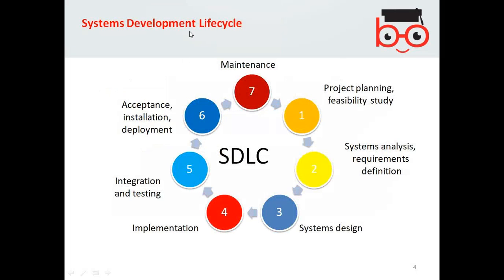Now, what happens in the system development life cycle? You start with planning and feasibility study, then you do the system analysis and requirement definition, then system design, implementation, integration, acceptance, installation, and deployment. So are you clear about the feasibility? For example, if you have a plan to make a project, then you need to look at whether it is feasible to go ahead or not.